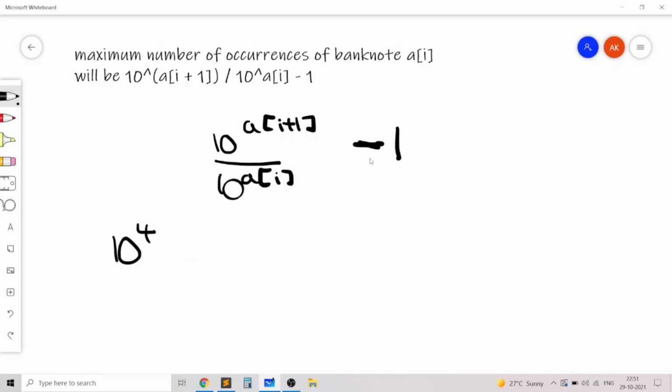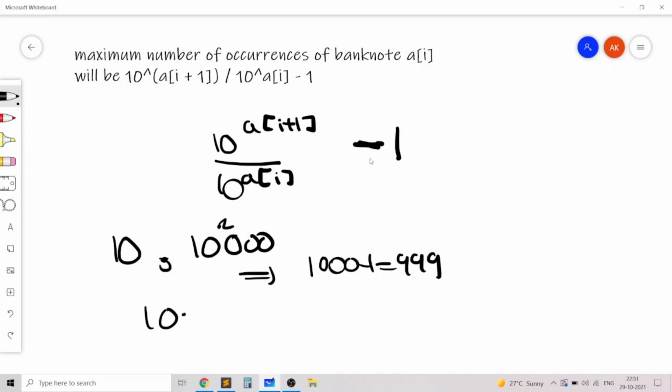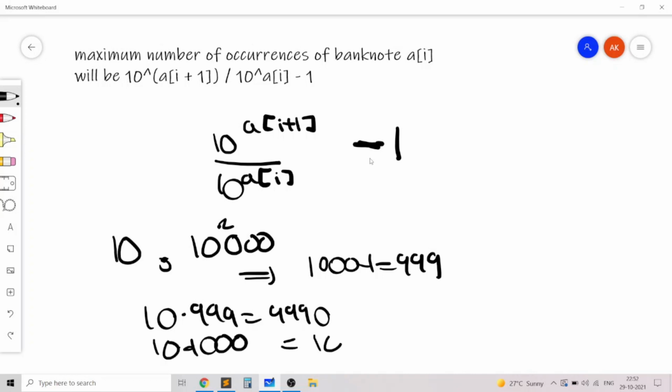As I explained with the example 10 to the power of 4 and 10 to the power of 7, let's take another example. Let's say we have 10 and we have 10,000. Then in this case we can take 10,000 divided by 10, which is 1000, minus 1, which is 999, because if we do 10 into 999 we get 9,990. However, if we do 1000 times then we get 10,000, which is not allowed, and this is allowed.